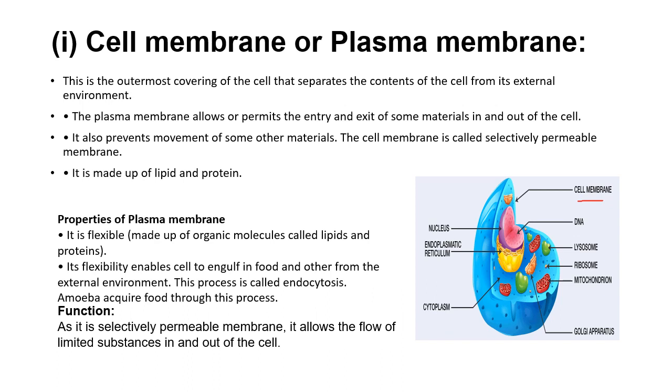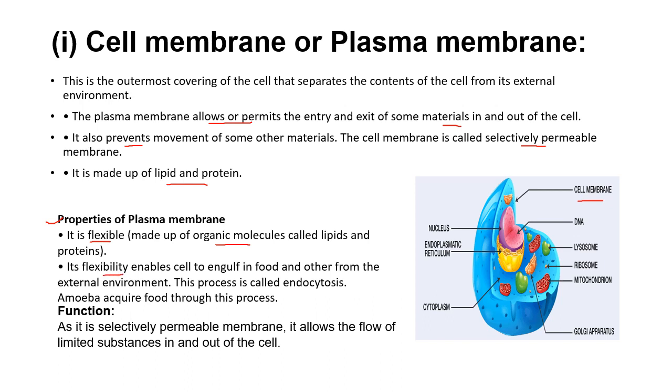Second point, the plasma membrane allows or permits the entry and exit of some materials in and out of the cell. And third, it also prevents movement of other materials. The cell membrane is called a selectively permeable membrane. So it will allow a few materials in and out of the cell, and it will prevent the movement of other materials. It is made up of lipid and protein. Important: it is made up of lipid and protein. So we'll see the properties of the plasma membrane. It is flexible. Why? It is made up of organic molecules called lipids and proteins.